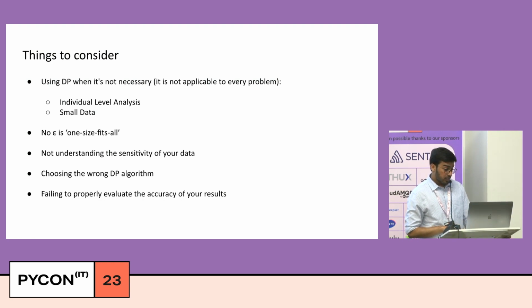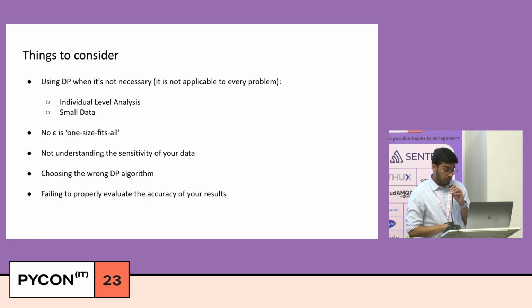Then the next one is not understanding the sensitivity of your data. Sensitivity is defined as: what if I change some parameter in my data set, and how different is the algorithm output? By not understanding sensitivity, we might use the wrong epsilon or wrong delta values, which would result in my algorithm not being useful at all. It might just output random values by adding noise.